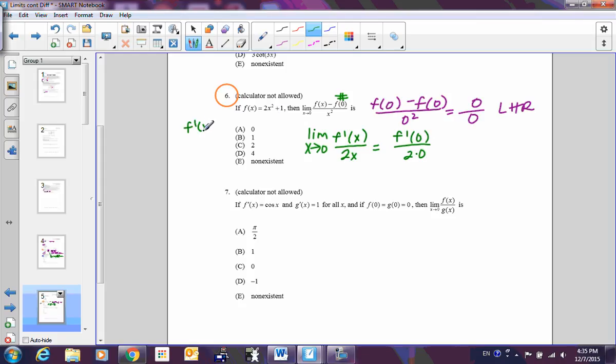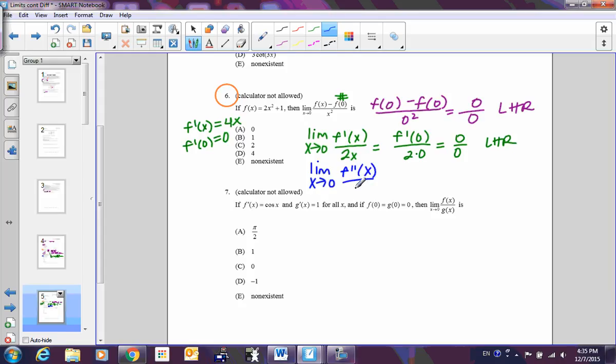All right, what is f prime of x? It is 4x. So f prime of 0, ooh, that's 0. Looks like I'm getting 0 over 0 again, which means I need to use L'Hopital's rule again. This doesn't always happen. I'm kind of picking this one out because it does happen twice. It's a good one to practice.